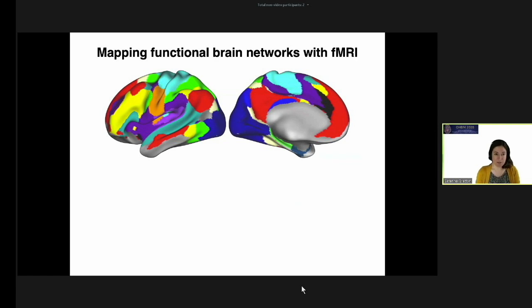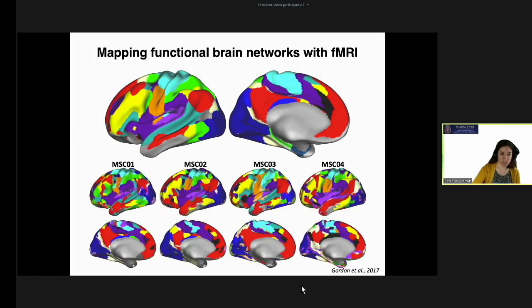I'm sure throughout this conference, you've been hearing about how our ability to map functional brain networks with fMRI has really advanced in recent years. So we can now make beautiful pictures of the functional organization of the brain with fMRI, both at the level of the group, as I'm showing you here, and with sufficient data, even at the level of individual subjects.